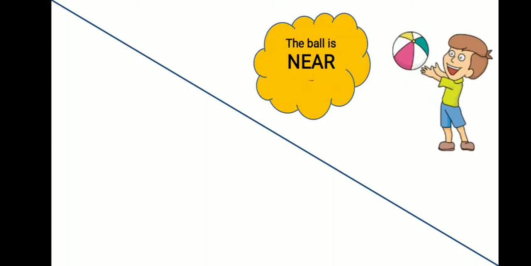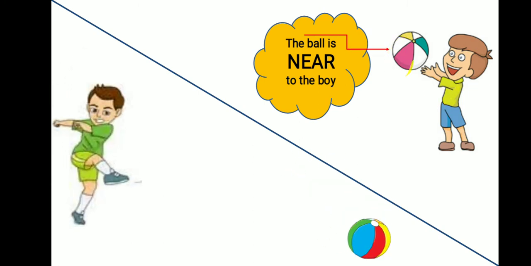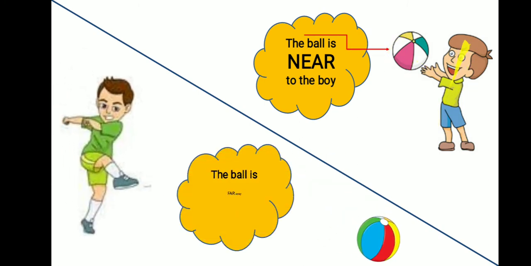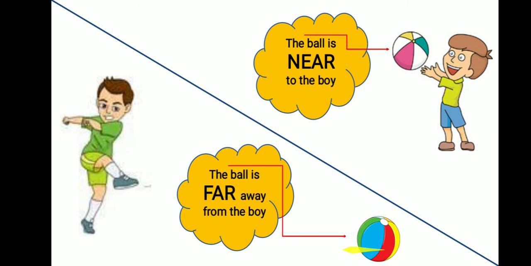Now see this ball. The ball is near to the boy. And now this ball is far from the boy. So this ball is near to the boy and this ball is far from the boy.